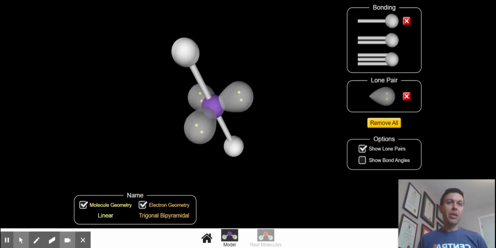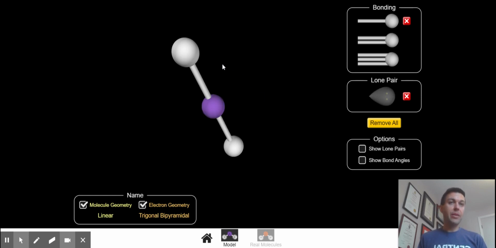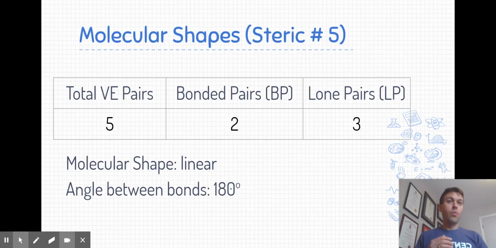Our final shape with a steric number of 5 is when there are 3 lone pairs. Note that the 3 lone pairs occupy the locations of that trigonal planar shape. What we're left with when we hide the lone pairs is a linear shape. When there are 2 bonded pairs and 3 lone pairs around the central atom, the molecule takes on a linear shape with 180 degrees between the bonds.